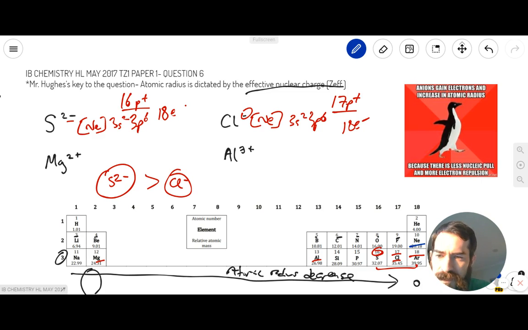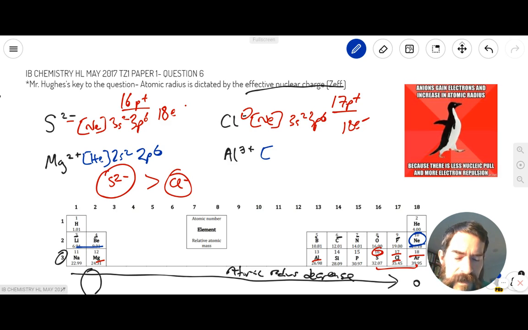So let's just write this down here. So everything as far as helium, so that would be 1s2, then 2s2, and then we have 2p6. So that's the electron configuration of the magnesium ion. And let's compare that to the aluminium ion. Well, aluminium has lost 3 electrons to bring it back to the neon's electron configuration as well. So it's going to be everything as far as helium, 2s2, 2p6.